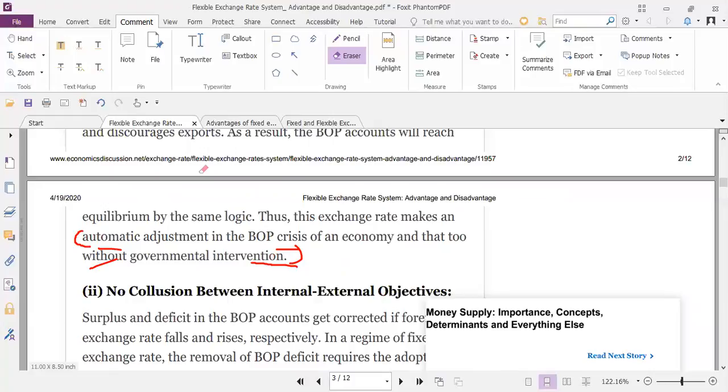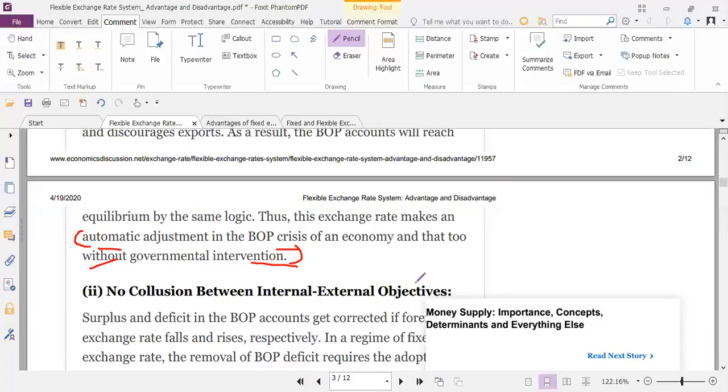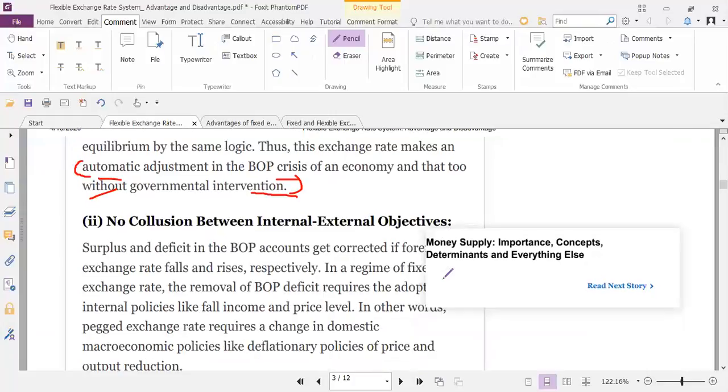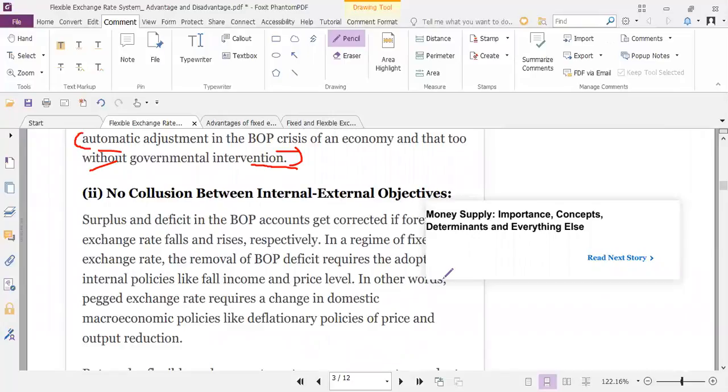So we should look at the second advantage: no collision between internal and external objectives. We have seen that under fixed exchange rate there was a collision between some other macroeconomic policies and other objectives. But here there is no collision between internal and external objectives. Surplus and deficit in balance of payment accounts get corrected. If exchange rate falls and rises respectively, in a regime of fixed exchange rate, the removal of balance of payment deficit requires adoption of internal policies like a fall in income and price level.